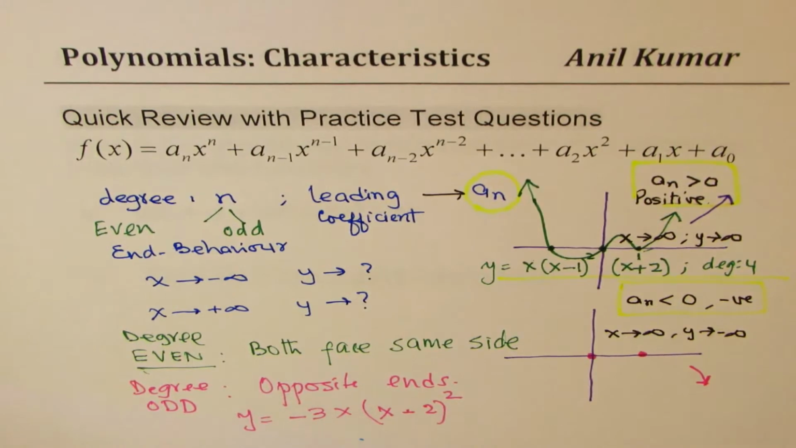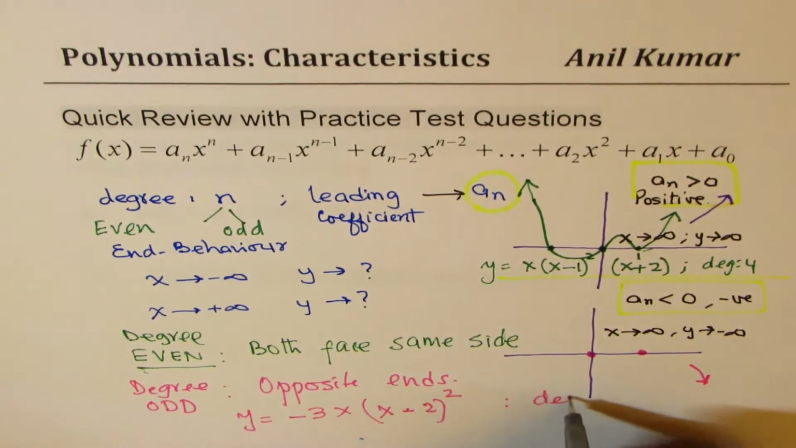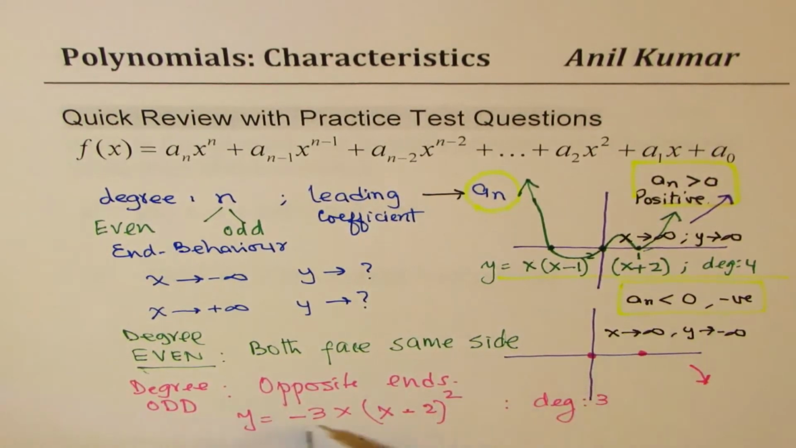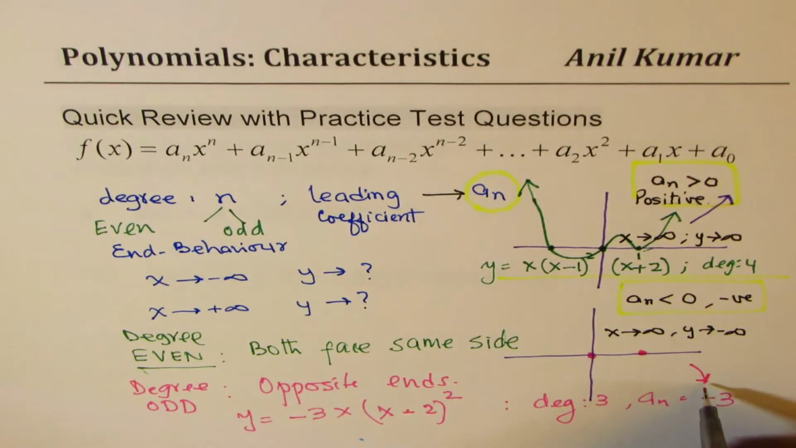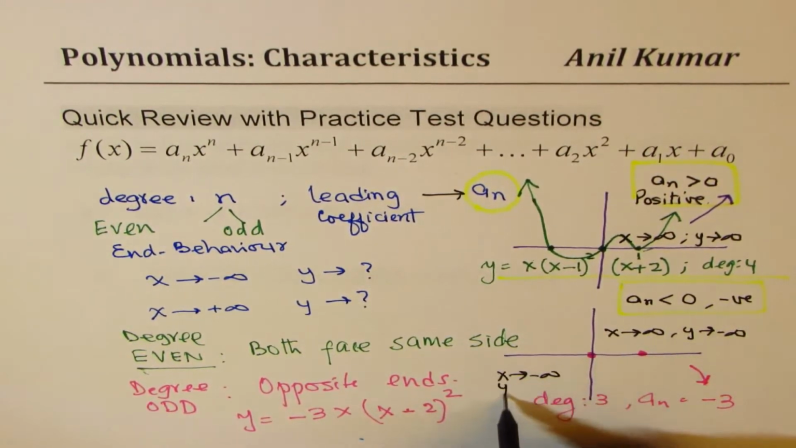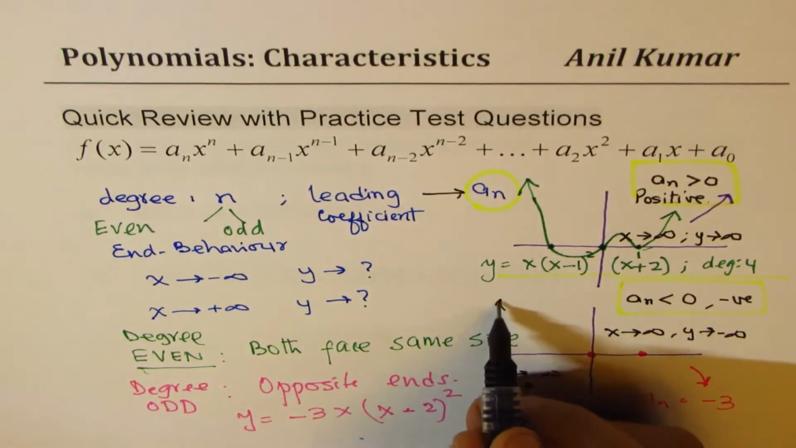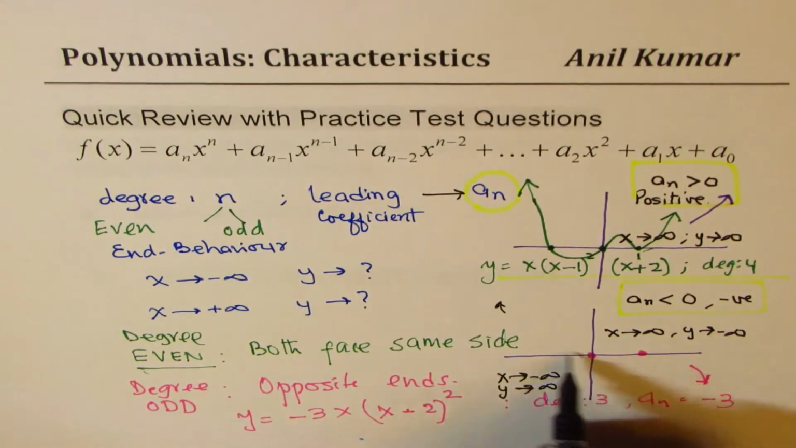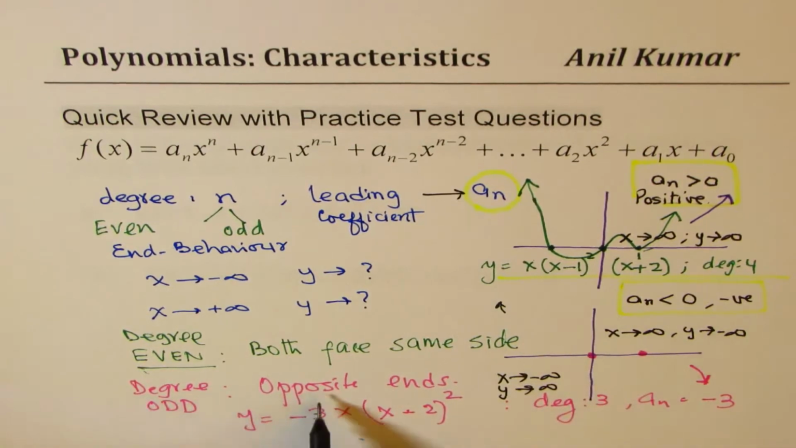Now the degree you can see is 3. So here the degree is 3. Leading coefficient a_n is negative, correct? So that should be the end behavior. I mean, if x approaches infinity, y approaches negative infinity. Well, what happens when x approaches negative infinity? Opposite end means y will approach positive infinity, right? That is the opposite end we talk about when the degree is odd.